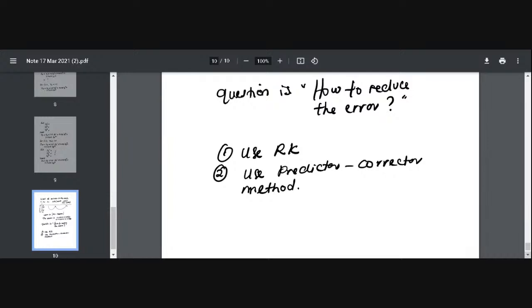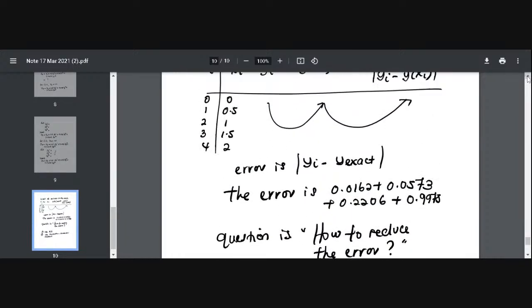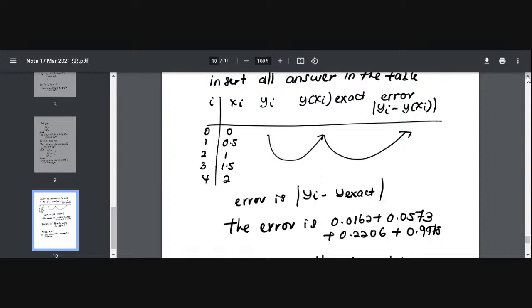So that means we can correct the Taylor series, the Euler method, and the Runge-Kutta method. Correct in terms of what? Correct in terms of reducing the error between the exact solution and the approximate solution. All right? Okay. So now, let's stop.